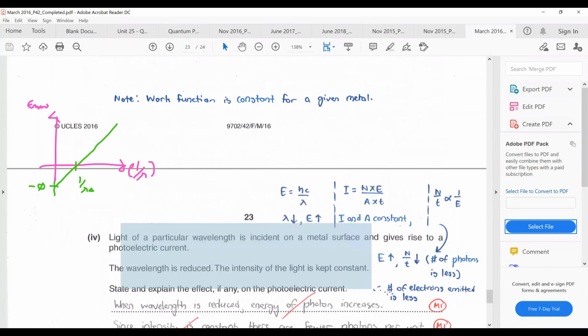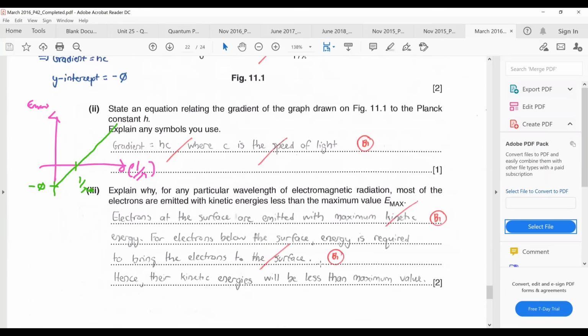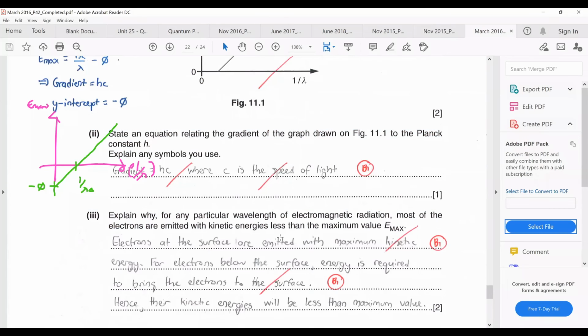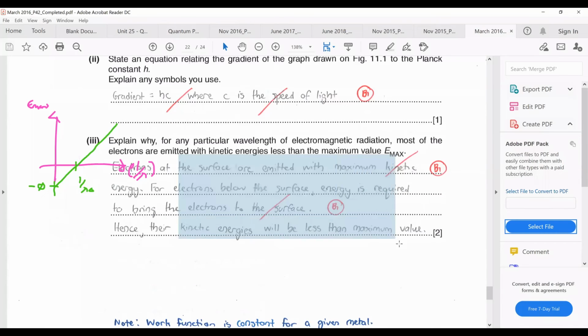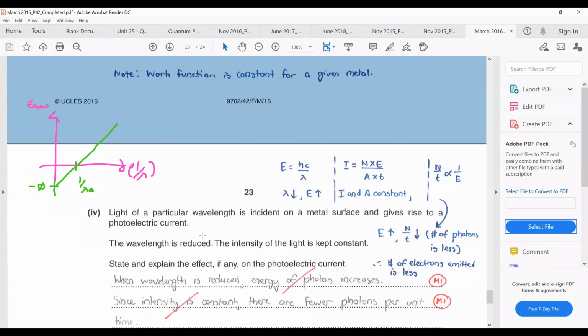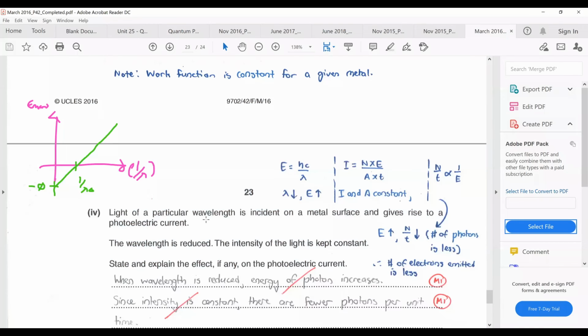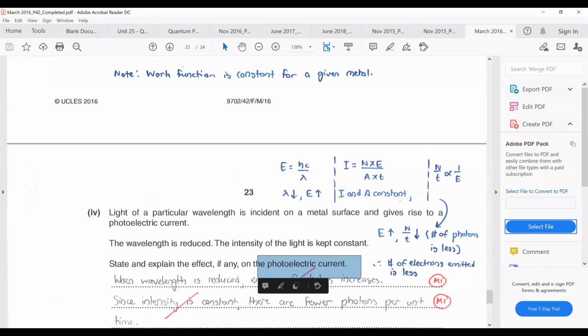The one that I need you to do is part 4. Part 4 is a bit different. So have a look at part 4. This one you copy when you have the time, and the answers are the same. Now, light of a particular wavelength is incident on a metal surface and gives rise to photoelectric current. The wavelength is reduced and the intensity of light is kept constant. Explain the effect, if any, on the photoelectric current.